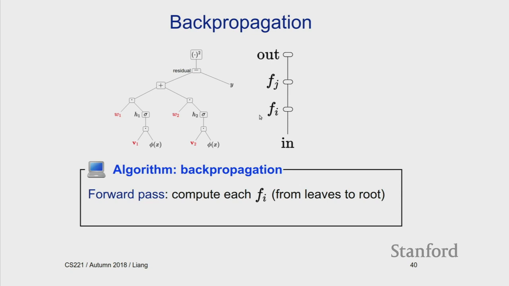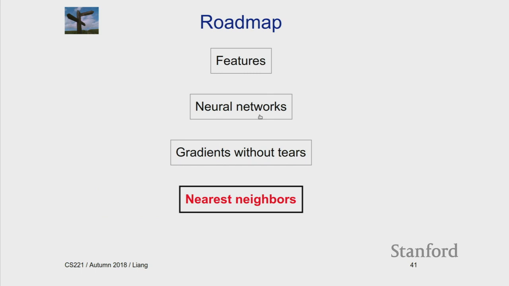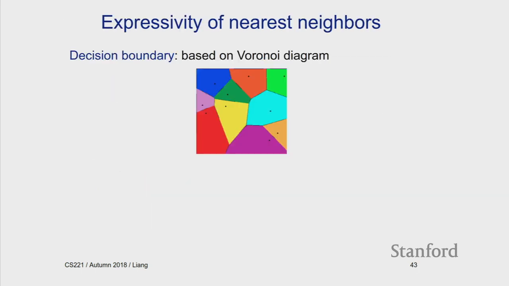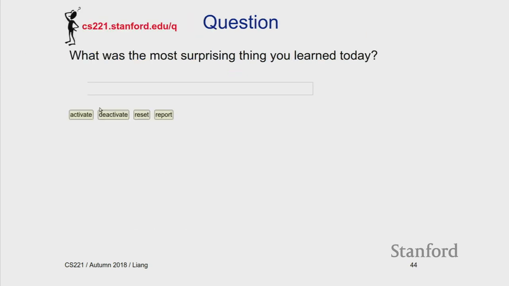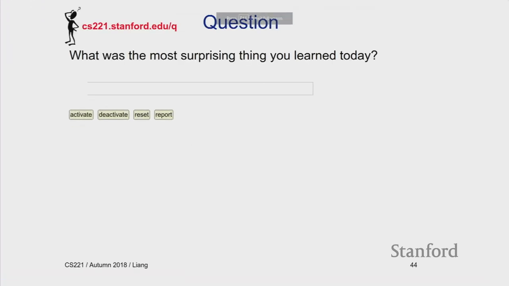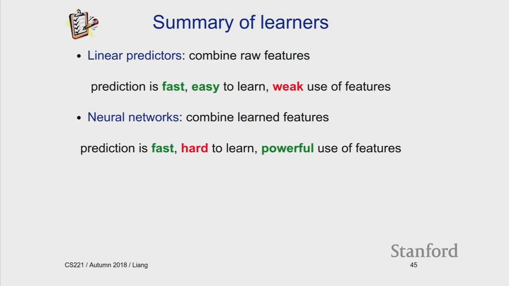Yeah. Okay, so we had nearest neighbors planned, but I'm going to skip this in the interest of time. Maybe you can go over it in section. I guess I can't activate this. So if you guys want to put into the poll, what is the most surprising thing you learned today? Just to conclude, just 1 minute.